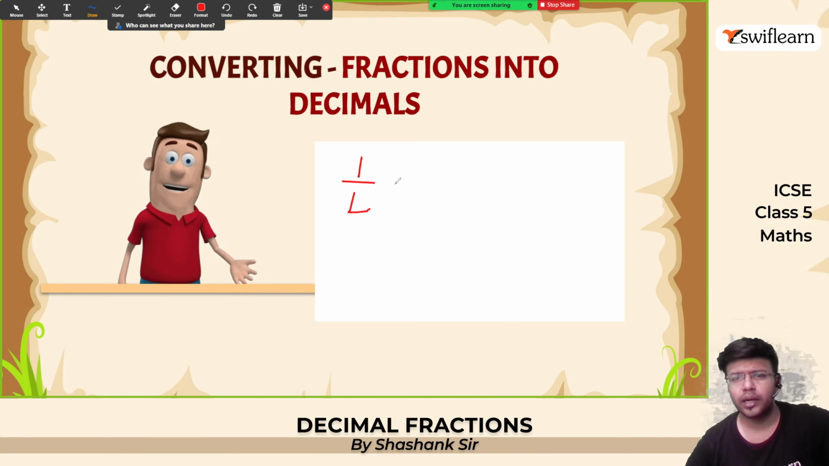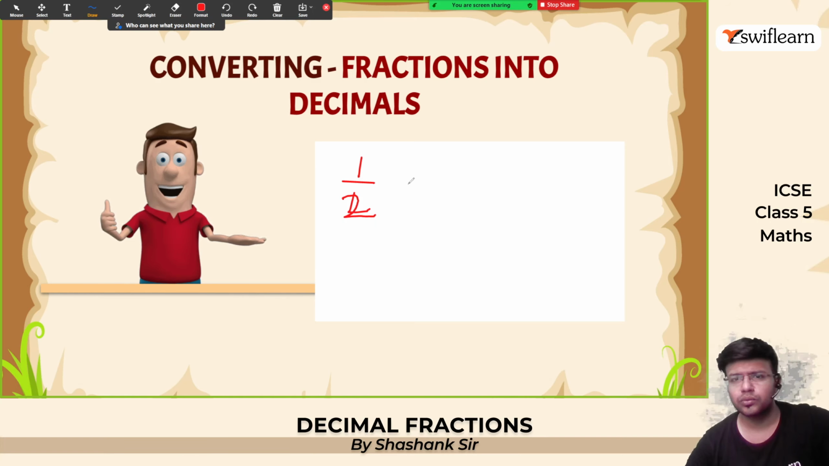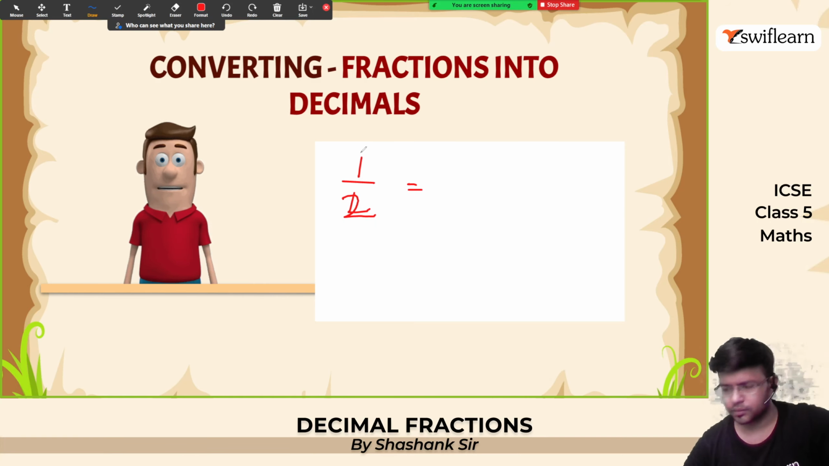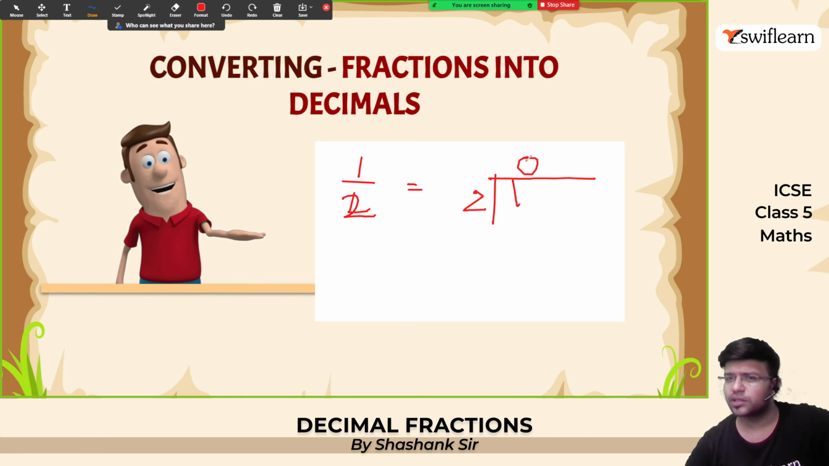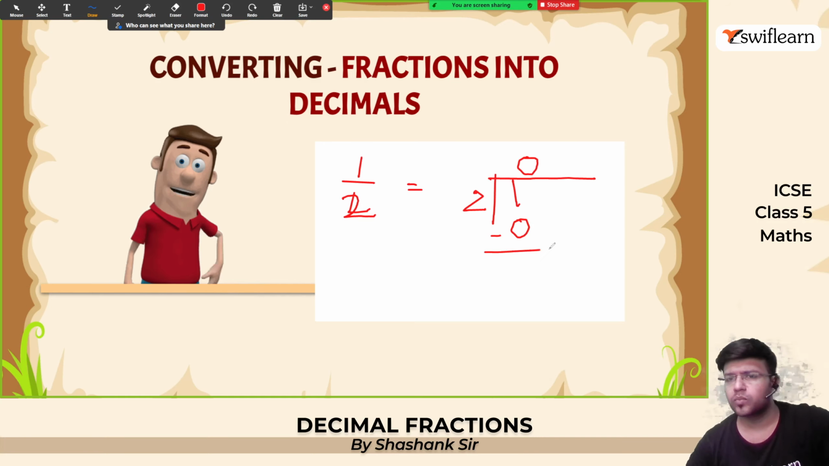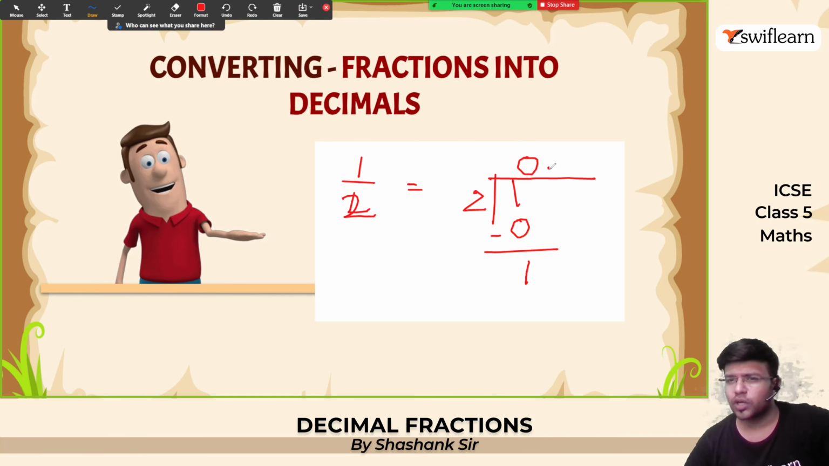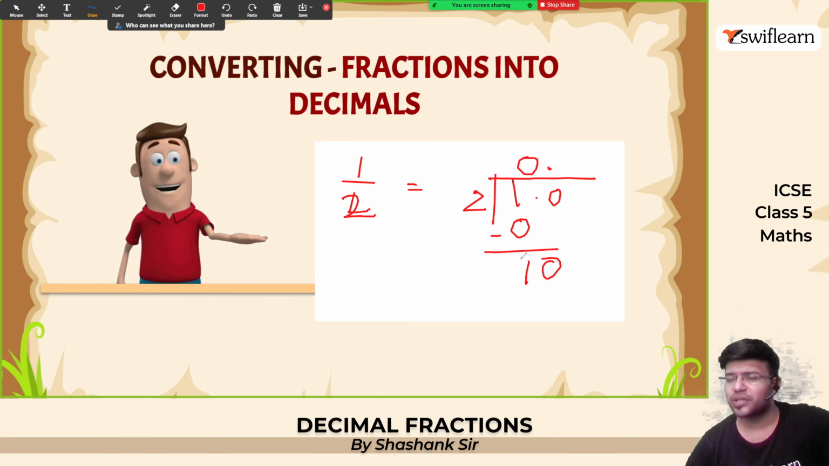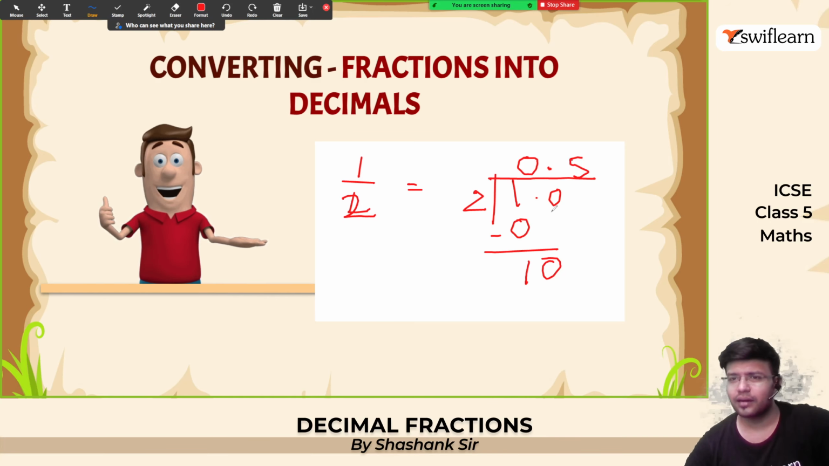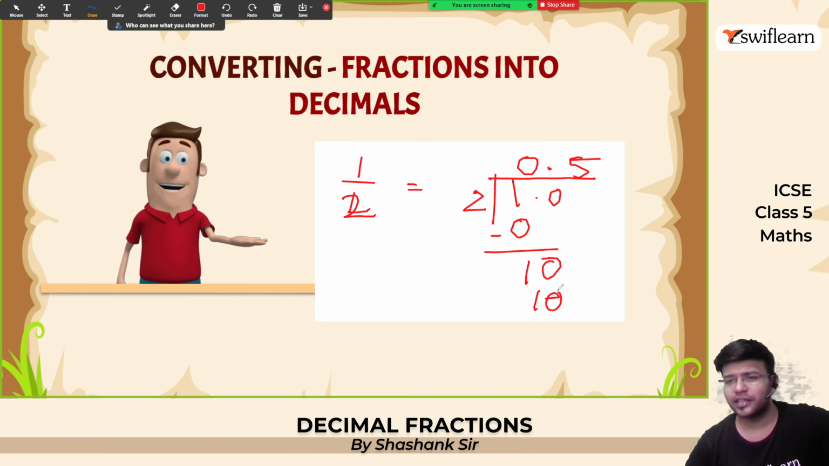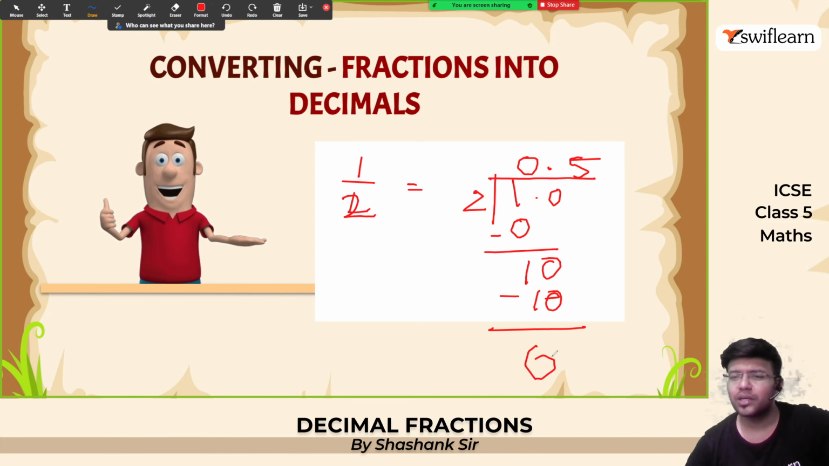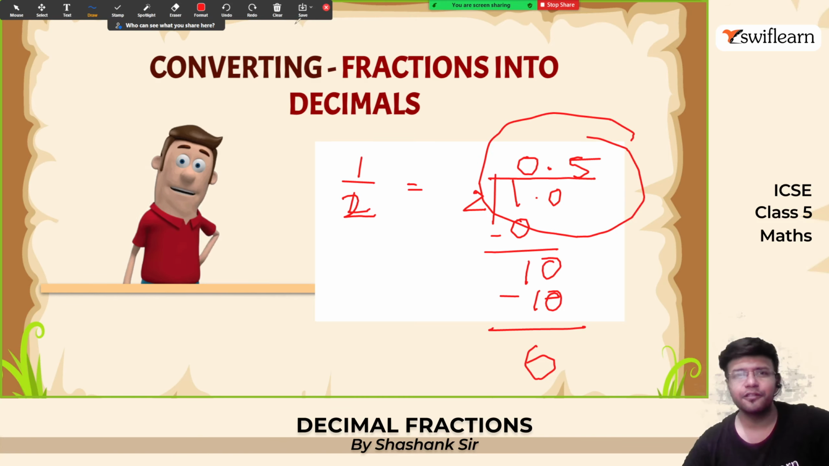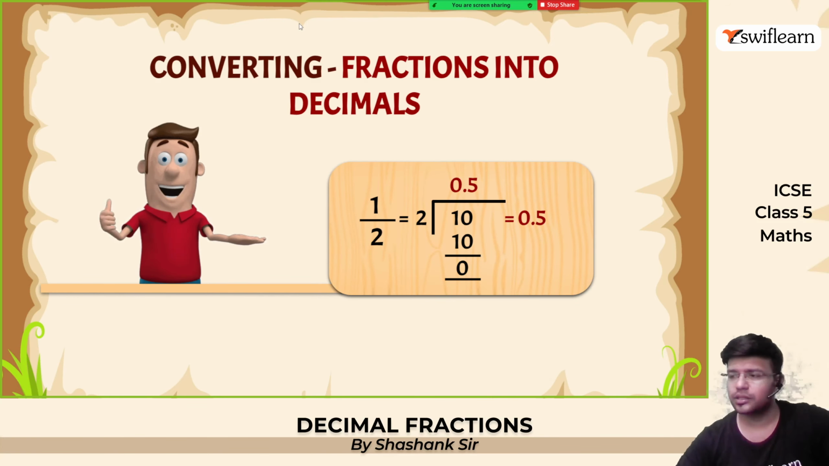See this, let me show you. One divided by two. 2 zeros are 0. Put a decimal point. Add a 0. You can add as many zeros as you want now. 2, 5, 10. So 1/2 is nothing but 0.5. Got this? Yes.